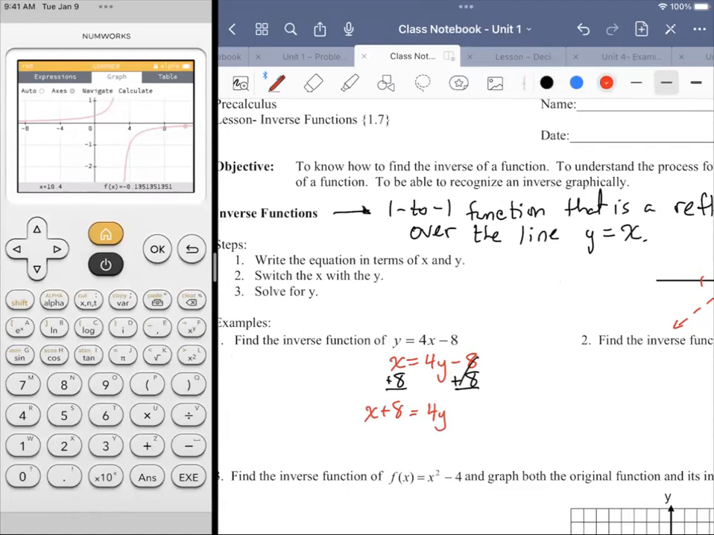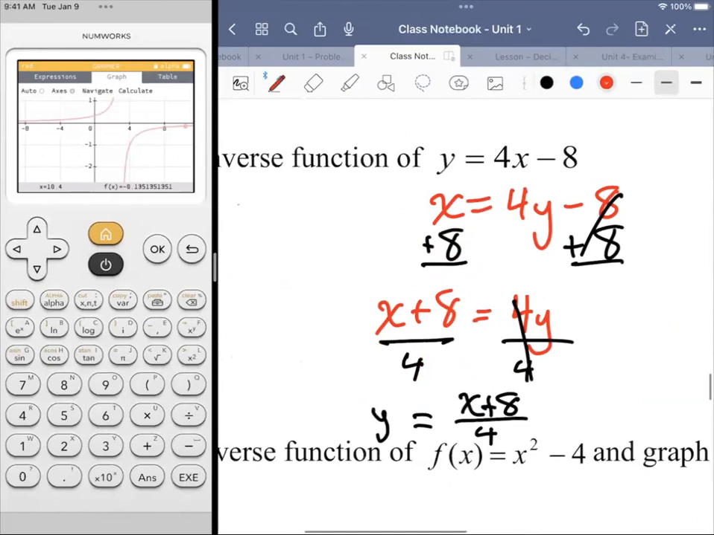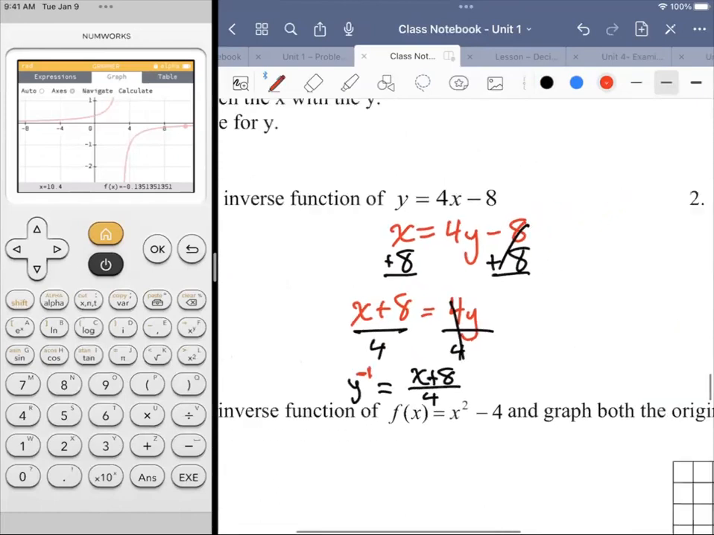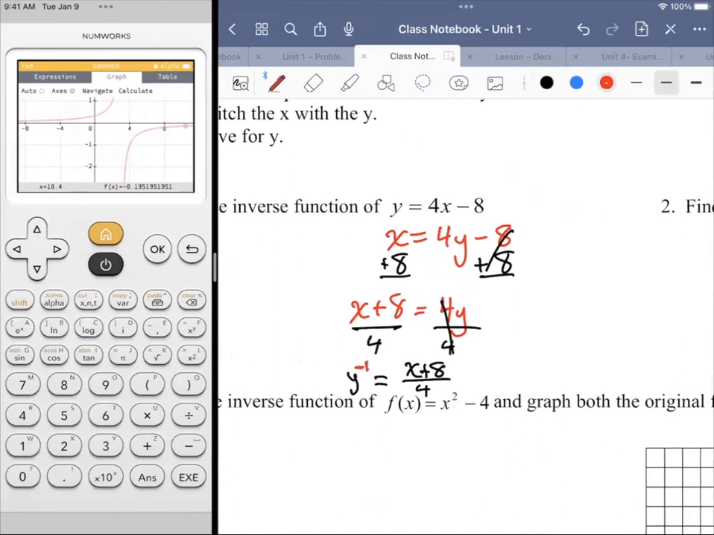I want y alone, so I'm going to divide both sides by 4. It'll cancel on the right, and it'll be introduced on the left. All right, so I'm looking at y is equal to x plus 8 over 4. Now to distinguish this y from the y that we started with, we use a little superscript of -1. So that's the inverse of y. That inverse function is x plus 8 over 4.